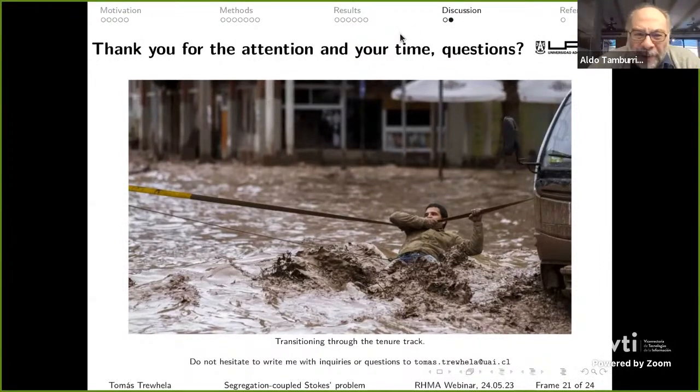Hi, everybody. Well, in your picture here, of course, this is a mud flow, but it contains water. But your analysis is dry. I understood that it was dry flow, or am I wrong?